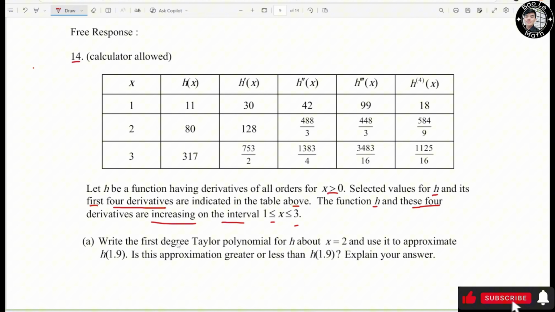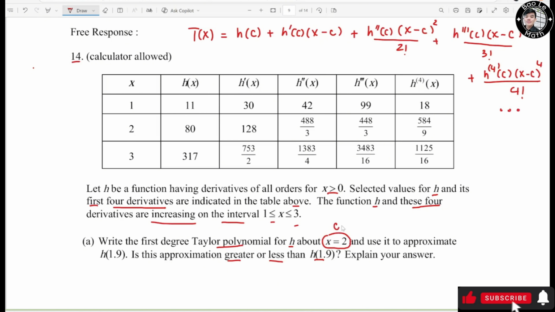Question A. Write the first degree Taylor polynomial for the function h about s equals 2 and use it to approximate h of 1.9. Is this approximation greater than or less than h of 1.9? Alright, first we have the Taylor polynomial expansion for the function h given by the formula, where c is the center, so c equals 2 right here. Now we only need the first degree Taylor polynomial, right? So we have T1 of s equals h of c, which means h of 2, plus h prime of 2 times s minus 2.